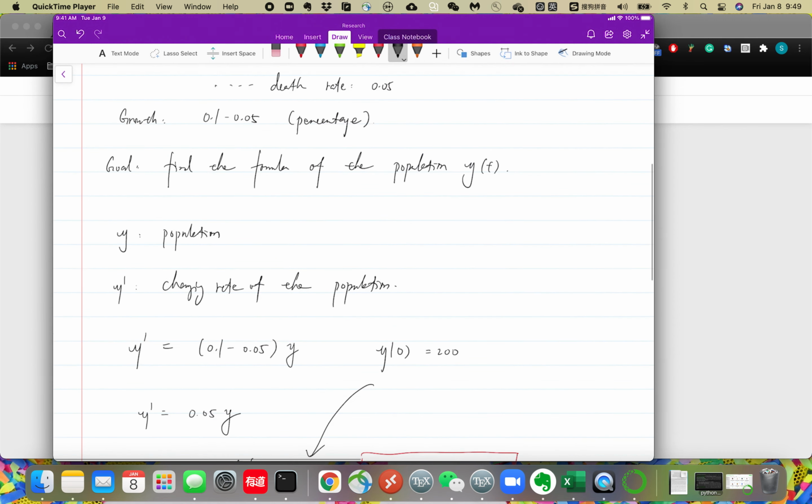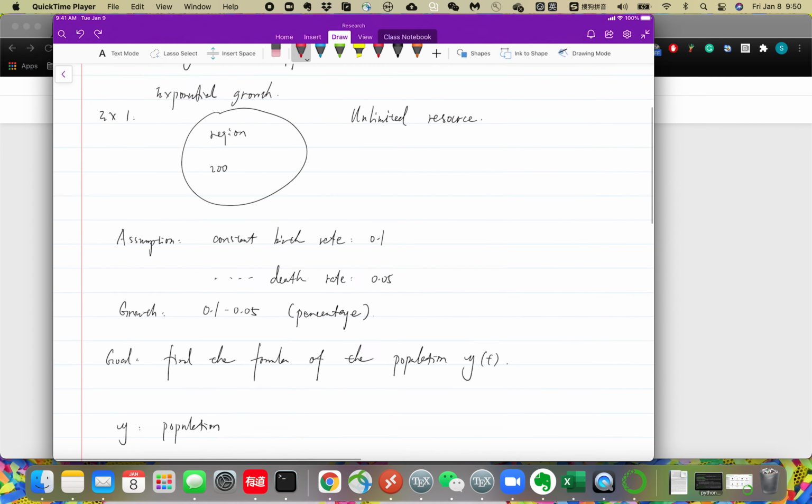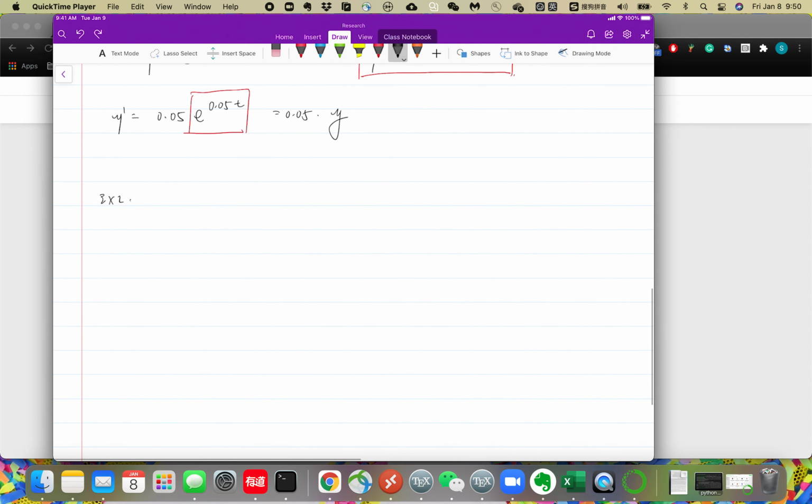Well, go back and try to see what's going on here. You had some assumptions, right? You assume constant birth rate, you assume constant death rate. Also, you assume there is unlimited resource. To make the whole thing more realistic, I think the first thing I want to do is remove this unlimited resource thing and give you a second situation. This time, we actually give limited resource.